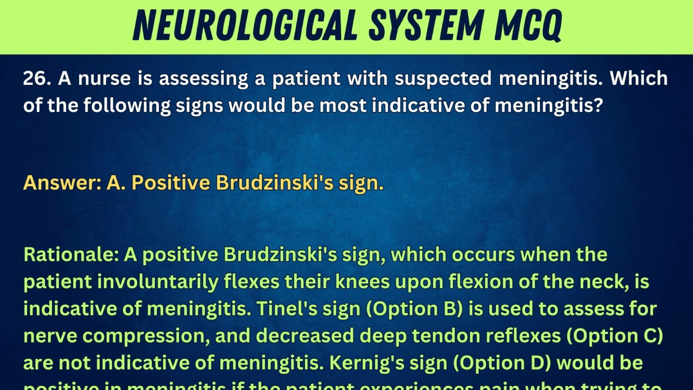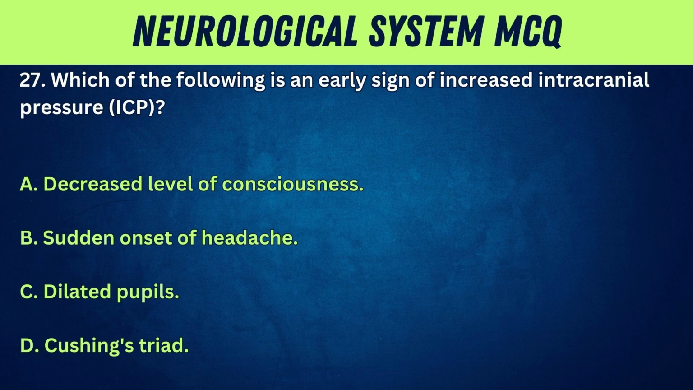Positive Brudzinski's sign. Rationale: a positive Brudzinski sign, which occurs when the patient involuntarily flexes their knees upon flexion of the neck, is indicative of meningitis. Tunnel's sign, option B, is used to assess for nerve compression, and decreased deep tendon reflexes, option C, are not indicative of meningitis. Koenig's sign, option D, would be positive in meningitis if the patient experiences pain when trying to extend their leg. 27. Which of the following is an early sign of increased intracranial pressure, ICP?